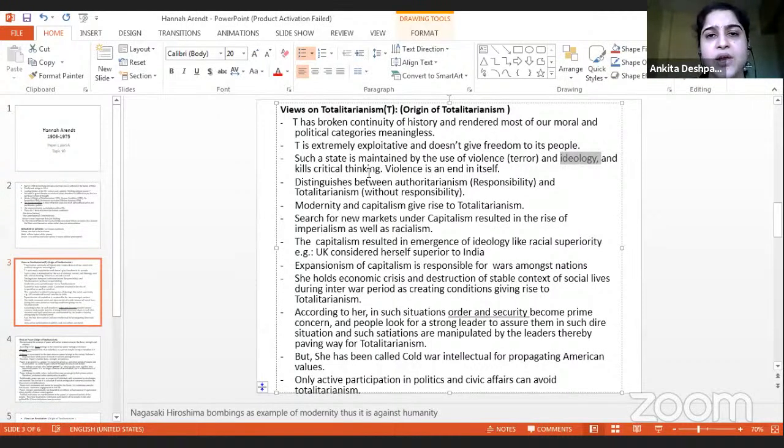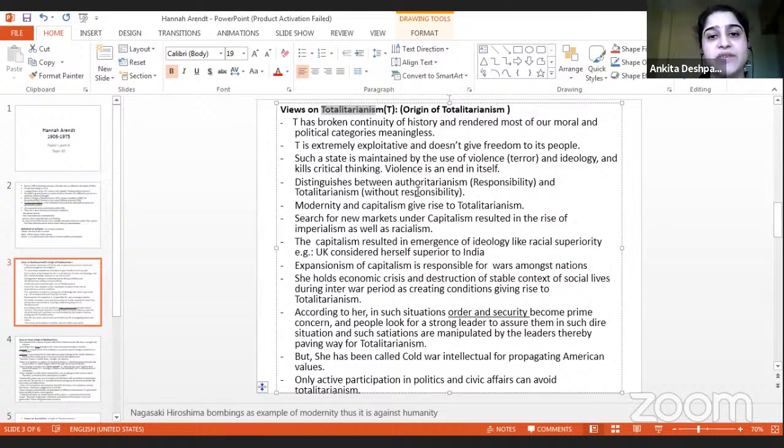And it kills critical thinking. Why critical thinking? You cannot question. You do not have the freedom of speech and expression. You do not have the freedom of dialectics of Socrates, of Plato, or of J.S. Mill. Whatever the state tells you, you have to abide by it. That is a feature of a totalitarian state.